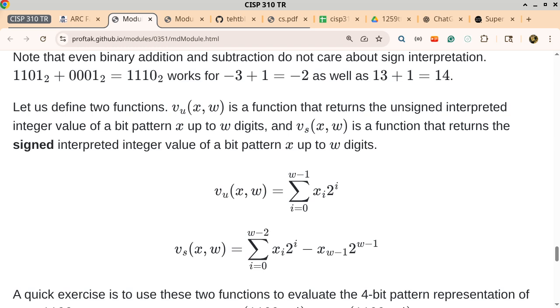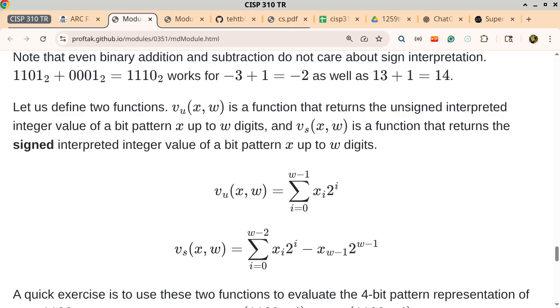So VU of X,W is the unsigned interpretation of a bit pattern X up to W bits, and we want to know what the value of that interpretation is. That's why it's called VU of X,W, and it is in the sigma notation. If you recognize this sigma notation and go, oh, this is really just a special case of base conversion, that's exactly where it came from. So there's no big secret about VU of X,W.